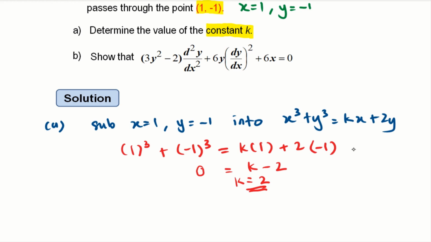So kalau kita tengok pada this equation, if we observe this equation, we have second derivative and first derivative. So means that we need to differentiate 2 times. So kita kena differentiate 2 kali lah untuk cari dy dx, lepas tu cari second derivative of y with respect to x. So jadi first kita kena cari dulu dy dx. So jadi since kita dah dapat k, so jadi equation kita x cube plus y cube equals to 2x plus 2y.